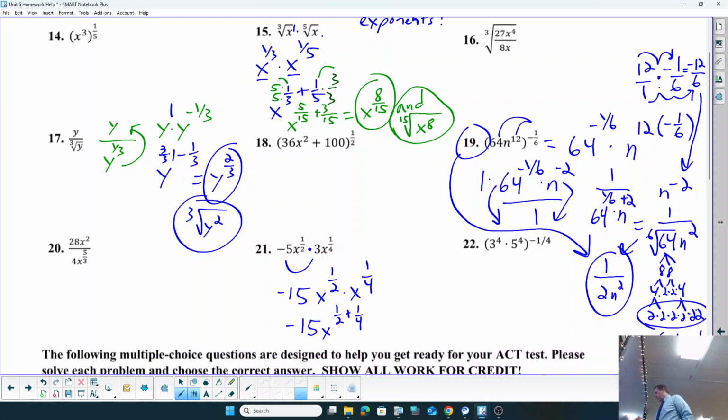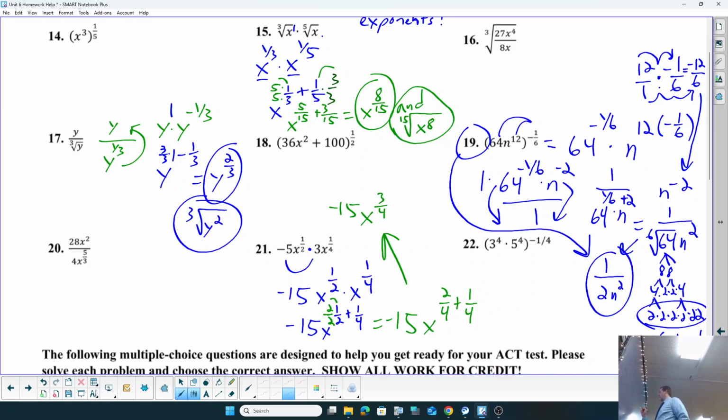Let me see. So what do we times it by? Get a common denominator to the top and bottom. So we times it by 2 to the top and bottom. So then we get -15x to the 2 times 1, 2 times 1 is 2. So that's 2/4 plus 1/4 is 3/4. Nice. So we get -15 x to the 3/4.